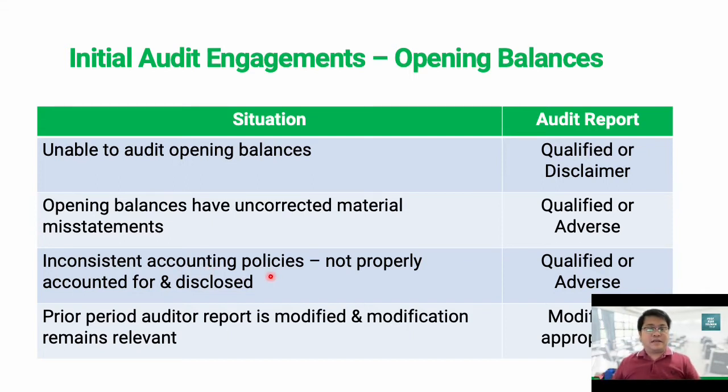But if the inconsistent accounting policy is not justified, it's not properly accounted and disclosed for, then that will be equivalent to material misstatement, and therefore we will issue what? A qualified or adverse opinion. Now, finally, if the prior period auditor's report is modified and the reason for modification is still relevant, then we have to modify our current report appropriately. It could be a disclaimer, qualified, or adverse, depending on the matter that gave rise to the modification in the prior period.